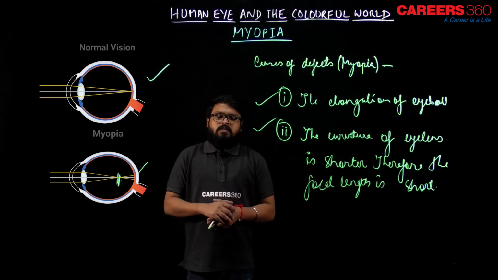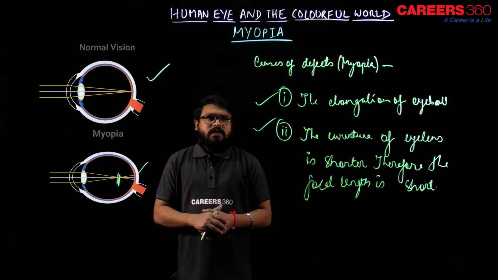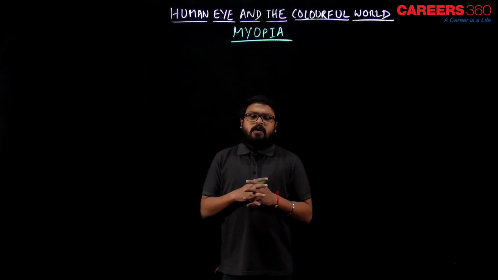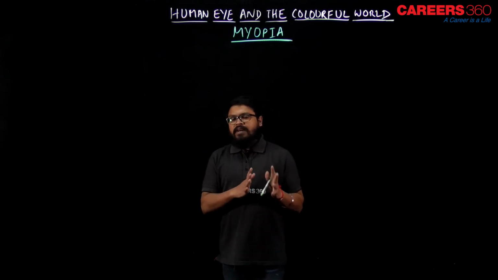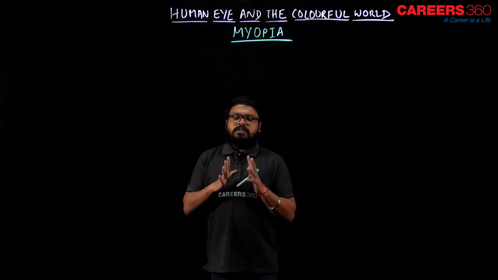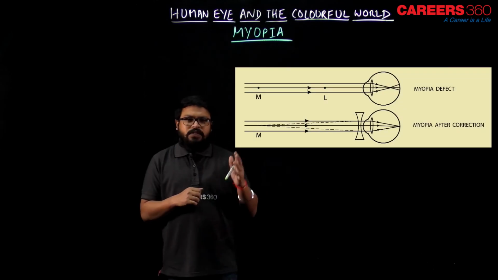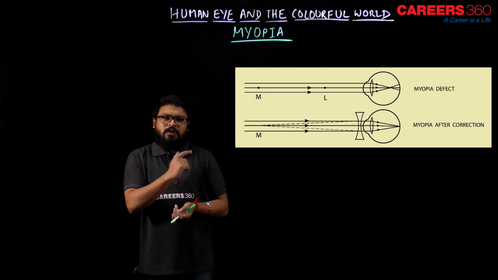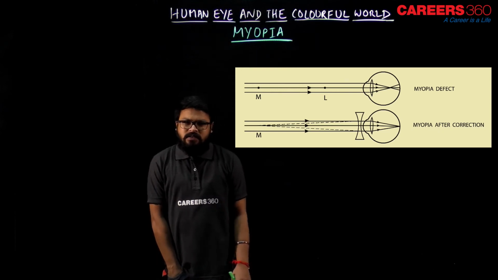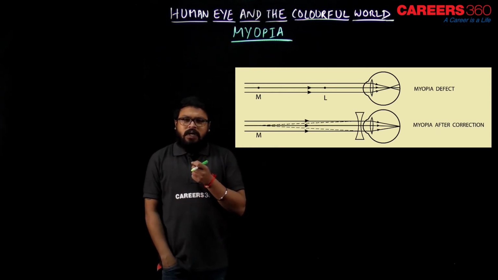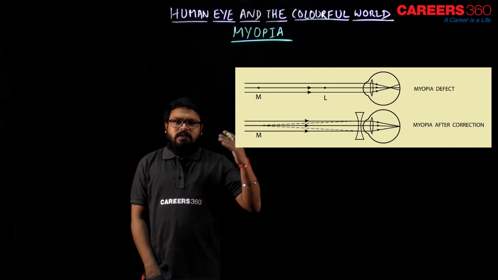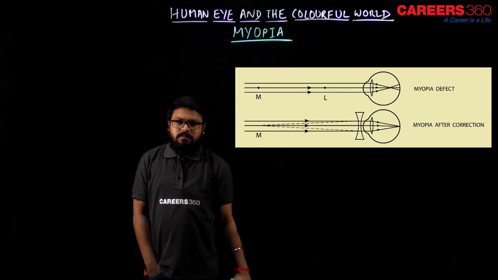Now, let us see some of the corrective measures, how to correct the defect of vision, that is myopia. We can correct this defect of vision by using spectacles or concave lenses. So, a concave lens can be used in order to correct myopia. Let us see how we use the concave lens to correct the defect. As you can see, in the myopia defect, the parallel rays from the far distance objects are incident on the eye lens, and due to the shorter focal length or the elongated eyeball, the image is formed before the retina wall, isn't it?